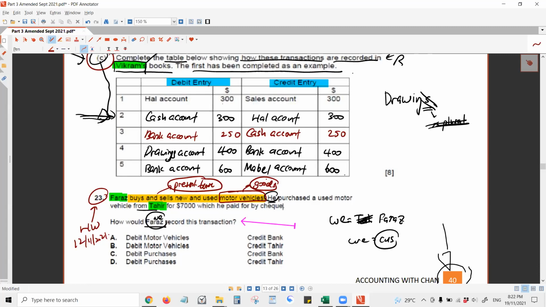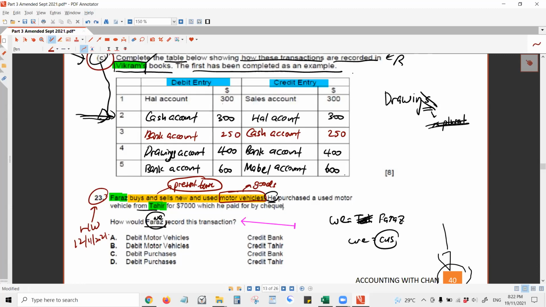If the question doesn't tell you what business that person is in, then you assume it's NCA. For example, if this question didn't tell you the first line, then we would assume motor vehicles are NCA. That's what we usually do. We classify motor vehicles as NCA, unless questions say otherwise.